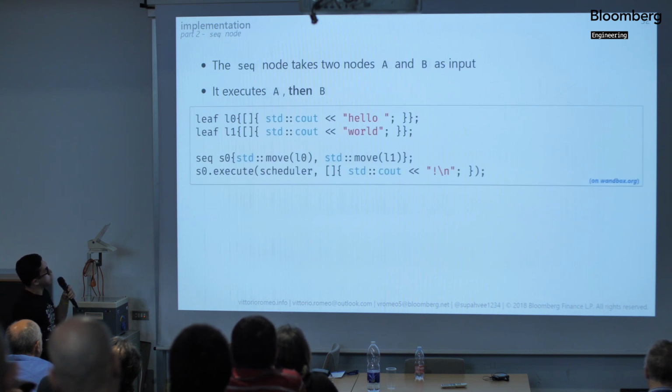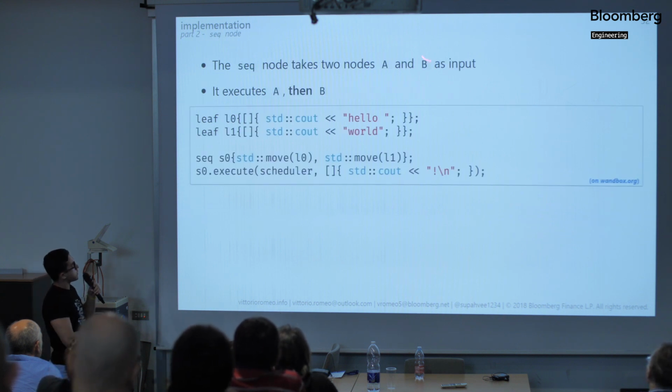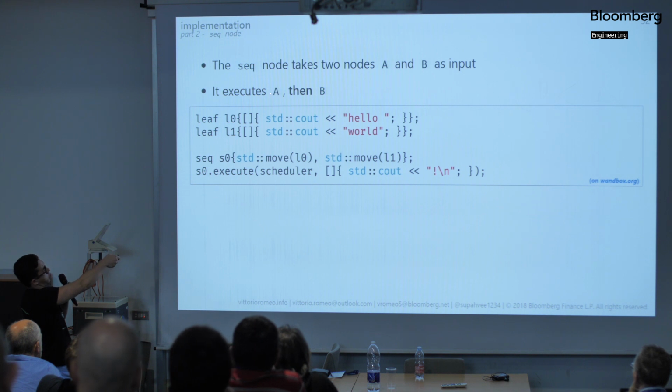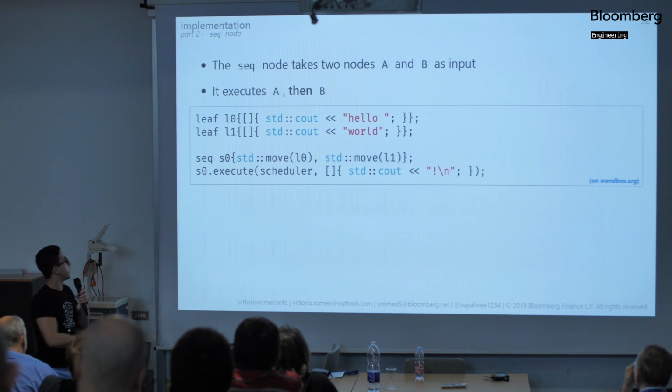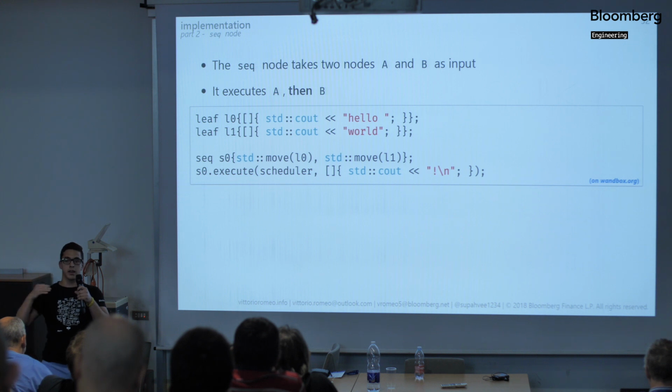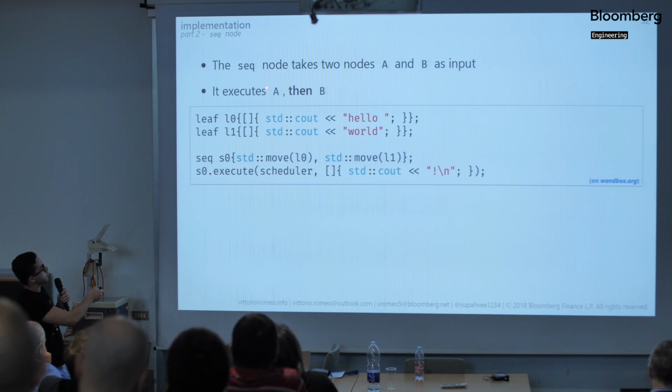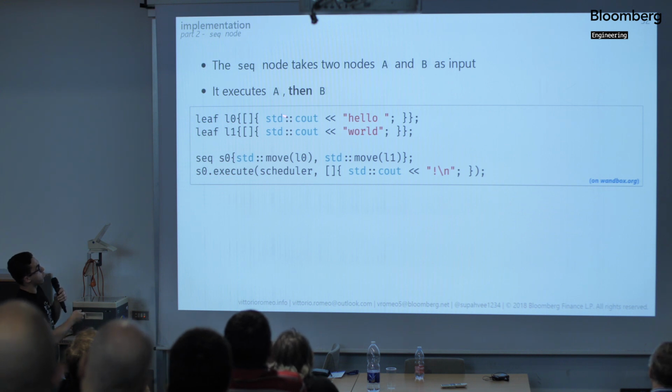So the sequential node takes two nodes A and B as input. It executes A and then B. Remember that this can mean anything, because if A is a when all node, it needs to wait until everything is done and then execute B. If A is a when any node, it needs to wait until any of them is done and then execute B. So we need to have this sequential node generic enough to work with any type of nodes without unnecessary blocking.